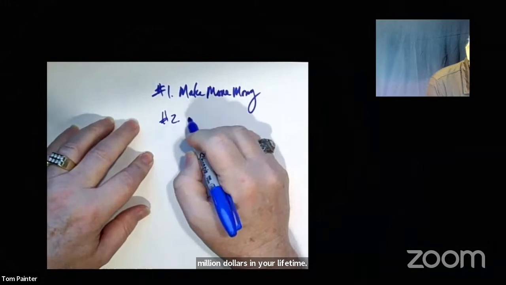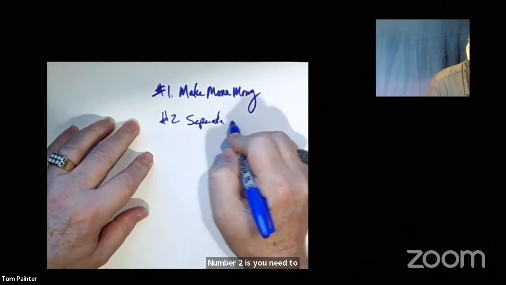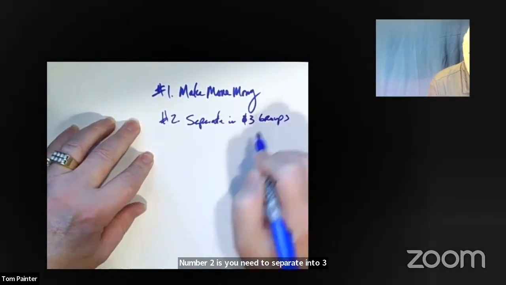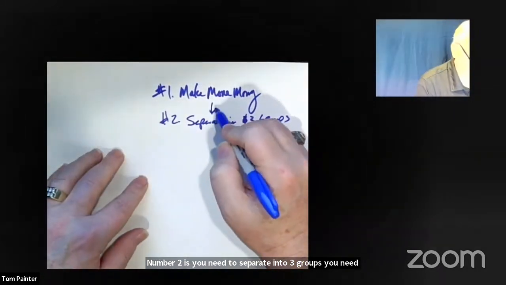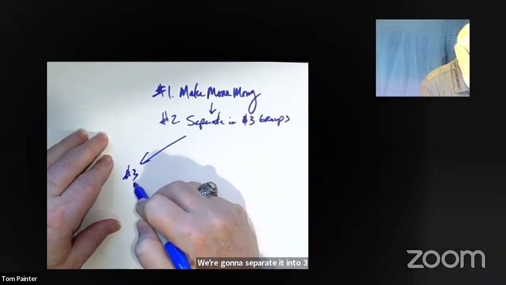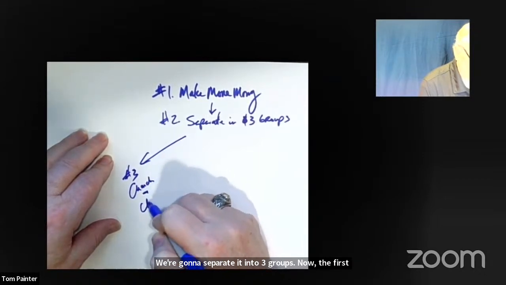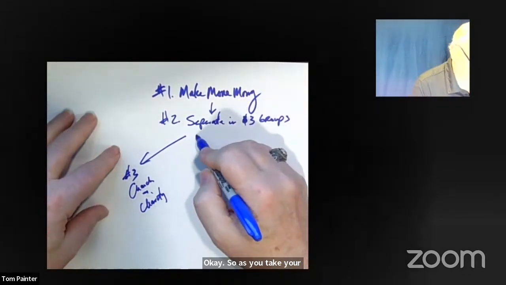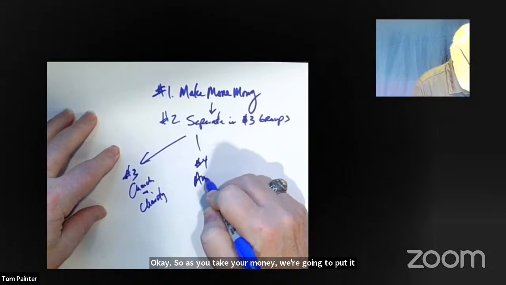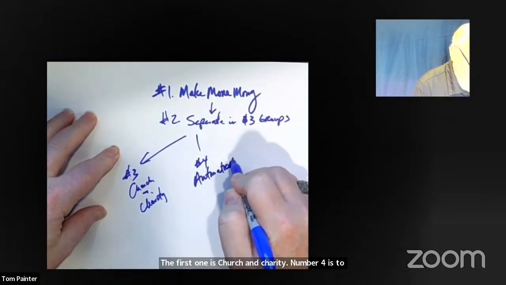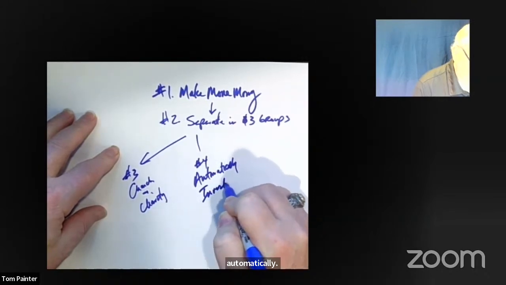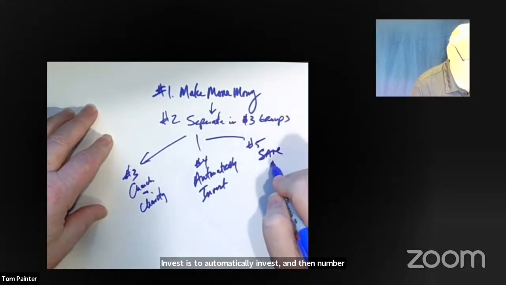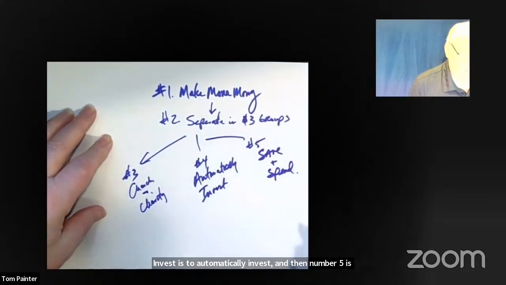Number 2 is you need to separate your money into 3 groups. The first group, number 3, is to give to church and charity. So as you take your money, we're going to put it into 3 groups. The first one is church and charity. Number 4 is to automatically invest. And then number 5 is to save and spend. Those are the 5 steps.